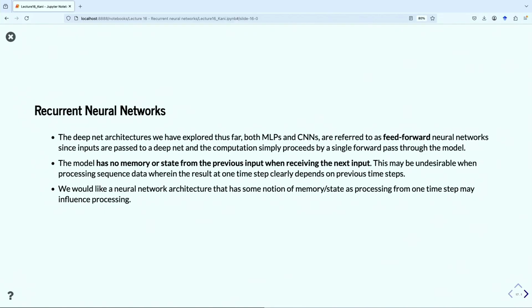In the deep net architectures we've explored, both multi-layer perceptrons and convolutional neural networks, these are all referred to as feed-forward networks. Basically, they have no memory. You have an input, and it's just one state getting passed to another, getting passed to another. A long chain of calculations. Okay?